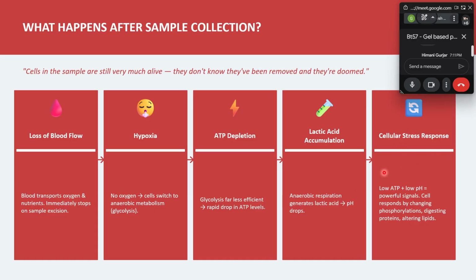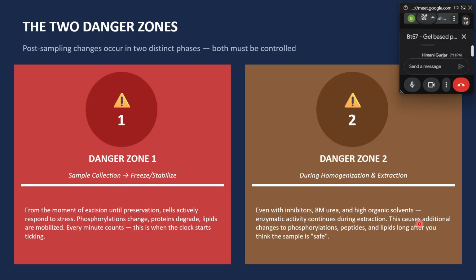And there will be cellular stress, because there is low ATP and low pH, and whatever is alive will try to send signals that all this is happening. It tries to make sure the cell responds by changing phosphorylation, digesting proteins, and altering lipids. That's what cells try to do, so as to survive, because they still want to survive, right? In order to survive, they keep on changing this stuff. So what do you need to do?